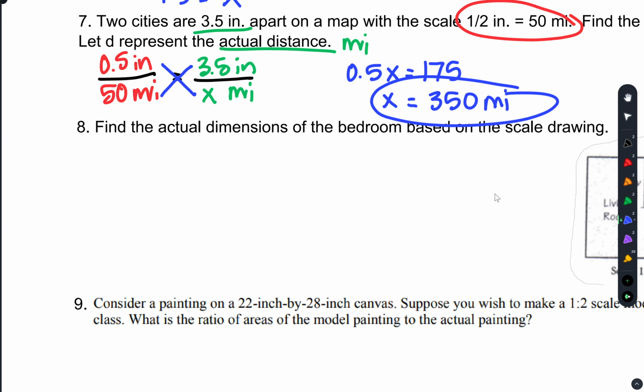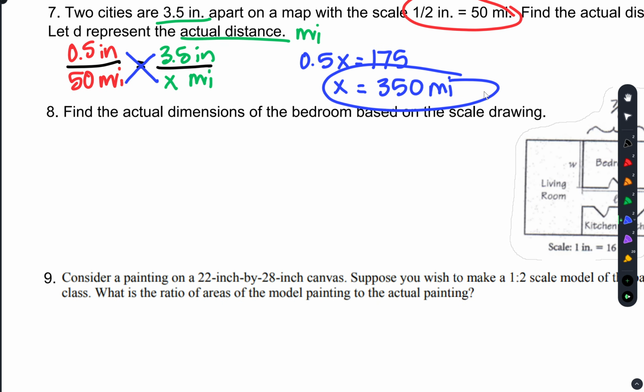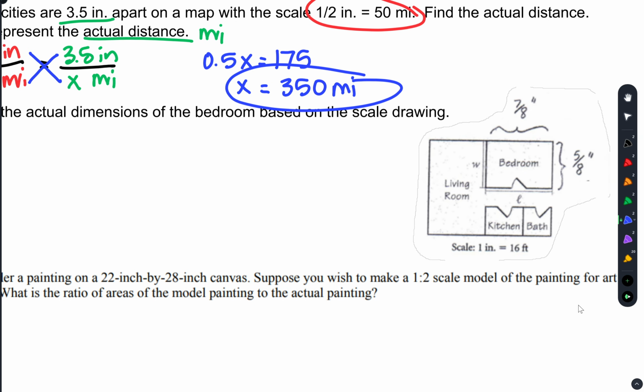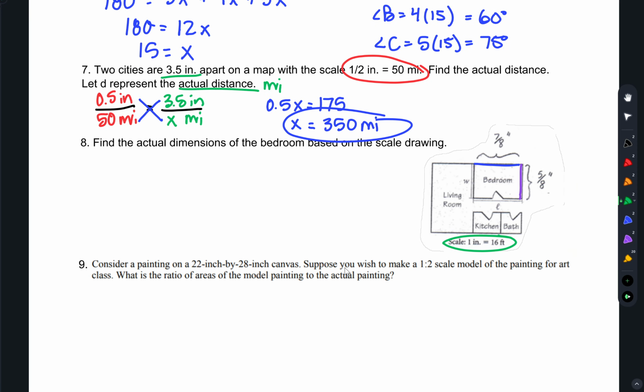Okay. Number 8, find the actual dimensions of the bedroom based on the scale drawing. I have a length, I have a width, and I have a scale factor. I'm going to set up 2 different proportions. One for the length and one for the width. Let's start with the length.